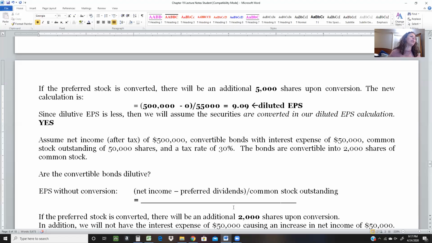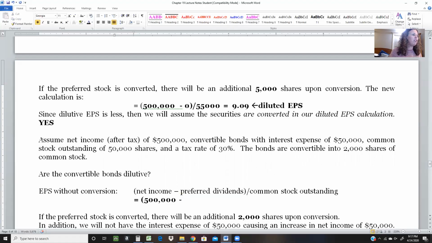Let's do another one. Assume net income of 500,000, and instead of convertible stock, we have convertible bonds with interest expense of 50,000. Common stock outstanding is 50,000 shares, tax rate 30%. The bonds are convertible into 2,000 shares of common stock. So first, let's go ahead and calculate basic earnings per share. So we're going to do 500,000.